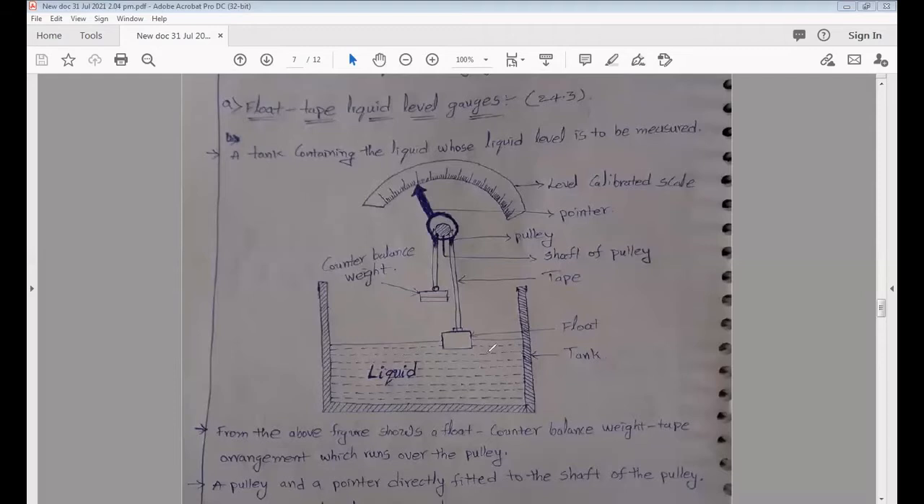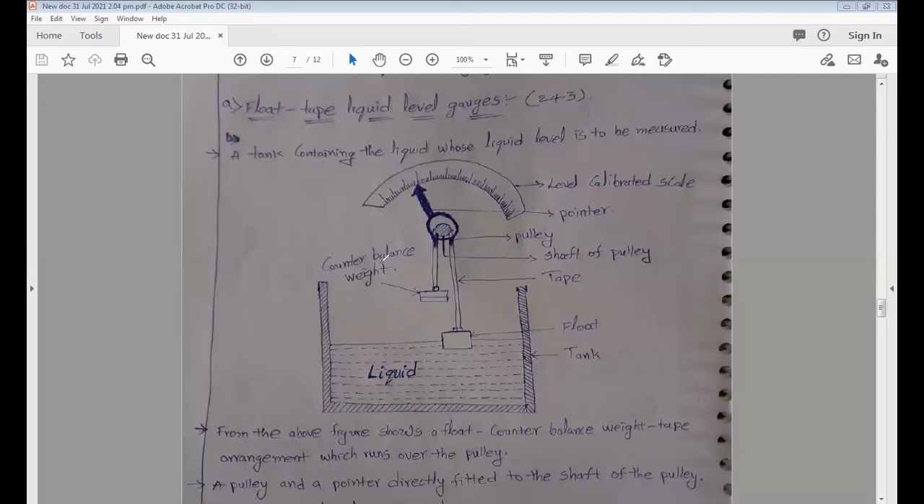In this, we are majorly taking a flat. What is the meaning of flat? The flat has a certain weight, and it moves on the surface of the liquid level. Whatever flat we take has a little bit of weight, so that it always moves on the liquid level surface. That is the meaning of the flat.